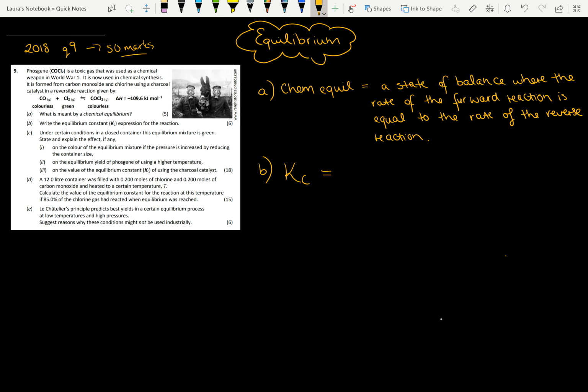So we know that when we're writing the Kc, we're using these square brackets to indicate concentration in moles per liter at equilibrium. We have our products over our reactants, and they are raised to the power of the coefficient from the equation for the reaction. So I've got my two reactants here, CO and Cl2, and they are both raised to the power of 1 because that is their coefficient in the equation. Okay, so that's part B. Let's have a look at part C.